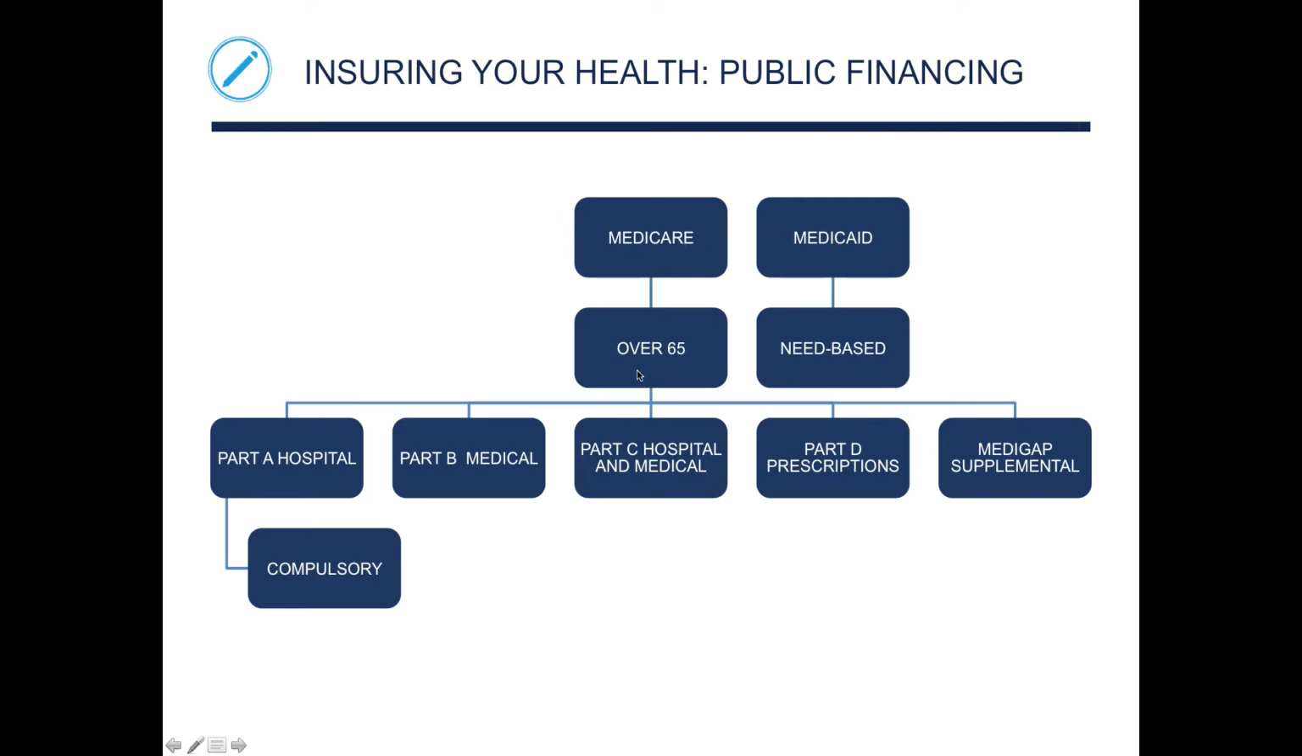Medicare is for people over the age of 65. So if you're under 65 and you say that you have Medicare, you don't have Medicare. You have Medicaid. It's different. Medicare, if you're over 65: Part A, hospital, compulsory. Part B is medical. Part C is hospital and medical. Part D is for prescriptions, and then Medigap supplemental. These are all the different components of Medicare for those who are over 65. Medicaid is need-based.